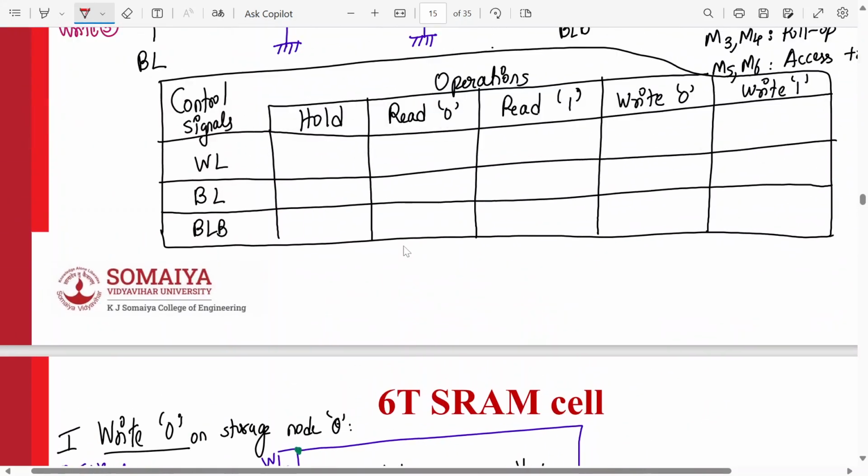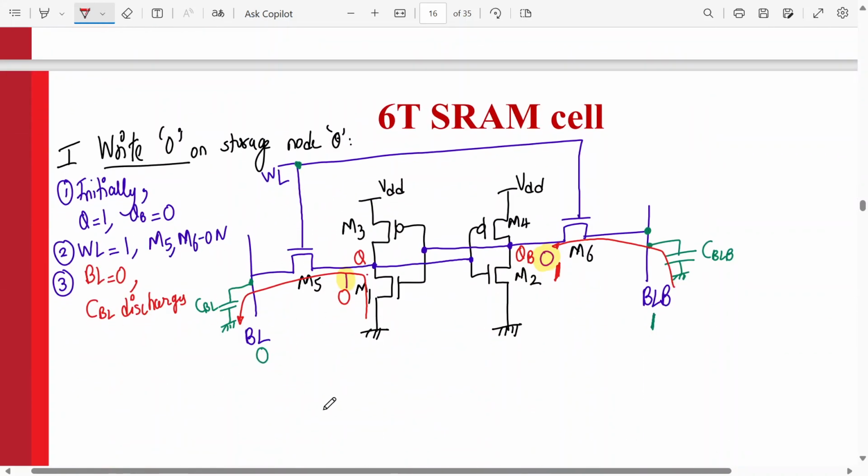So what should be my signal for write 0? Word line should be 1. Actually, word line should be 1 for all operations except for hold. For the hold operation, we'll see the word line in a few things. We are into write 0, so bit line should be 0 and bit line bar should be 1. This is the state explained over here. Bit line should be 0 because we want to pass 0, and your M1 and M5 discharge via this transistor. So the charge stored in Q, which was 1, will be becoming 0. That's how we can write a 0 onto storage node Q.